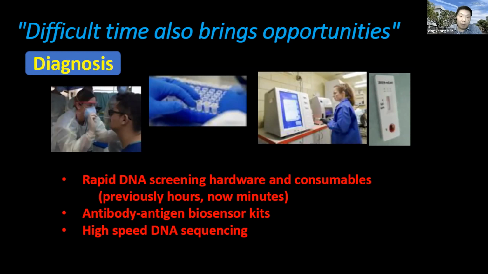And also, right now, a lot of people are doing these antibody and antigen biosensor kits, which we call rapid tests, or people call lateral flow tests. This is something already implemented, which is suitable for high population screening, and is distributable. So this is something also being pushed by the pandemic for new diagnostic systems and things like that.